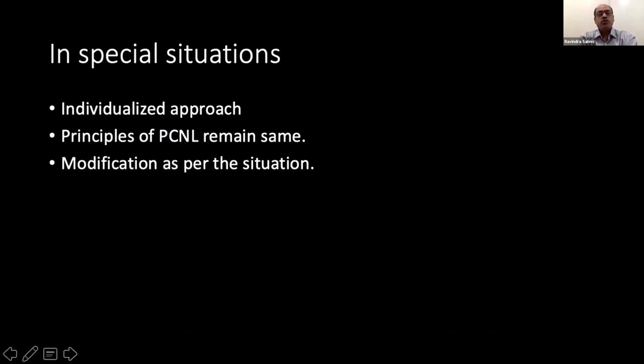So in special situations, which you will keep on getting when you start doing PCNL on a regular basis, your approach should be individualized. There are no set guidelines, no set steps which you have to follow in special situations. The principle of PCNL remains the same, and you have to modify your steps as per the situation.